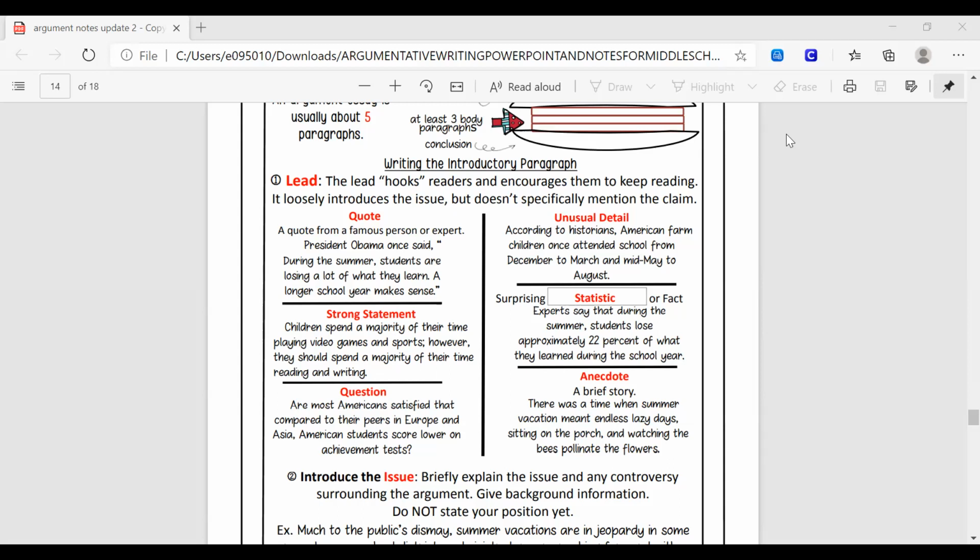Our next blank is going to be statistic. You can state a surprising statistic or fact. Experts say that during the summer, students lose approximately 22% of what they learned during the school year. This would be a statistic, also a fact.